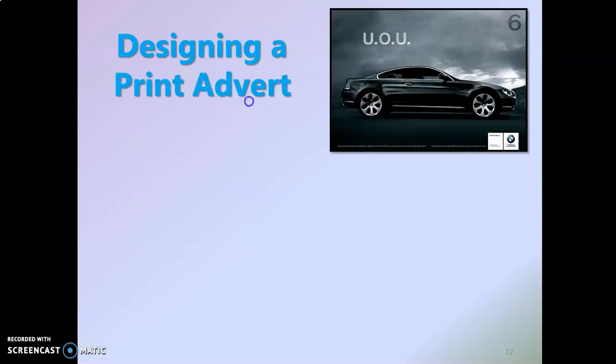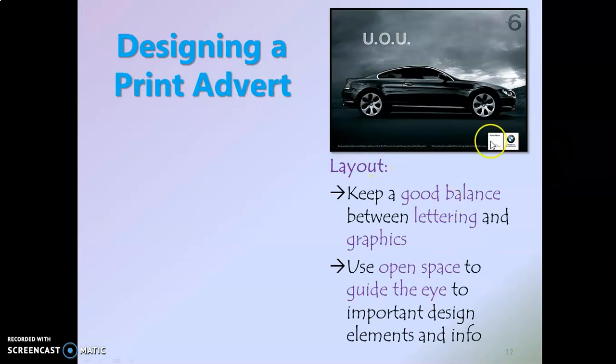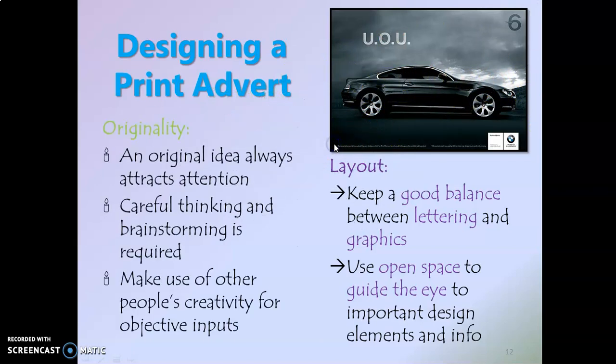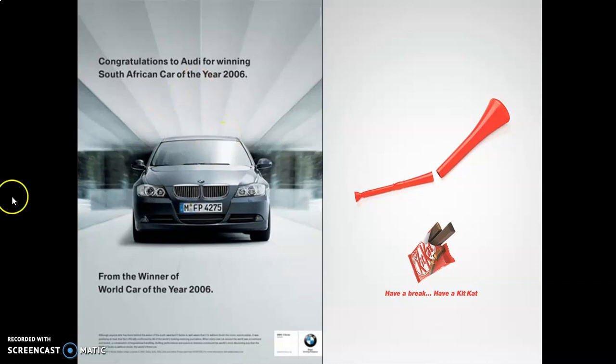So designing a print advert. The layout needs to look attractive. All right, see, this is open space, but this is done on purpose so that your focus is on the car. An original idea always attracts attention. Careful thinking and brainstorming is required. So again, if you see here, this is quite open, but immediately you focus on the car and then the winner of the World Car of the Year 2006. Not a lot of info, but enough to make you want this car.